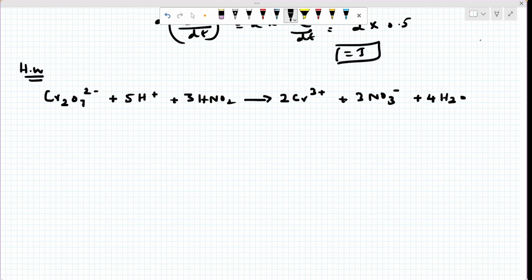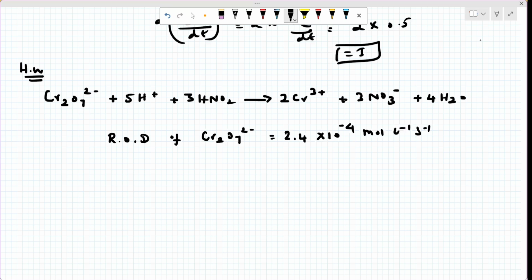In the question, they have given that the rate of disappearance of Cr2O7 2- is 2.4 into 10 power minus 4 mole per liter per second. Calculate the rate of appearance of Cr3+. What is NO3-? Find out.